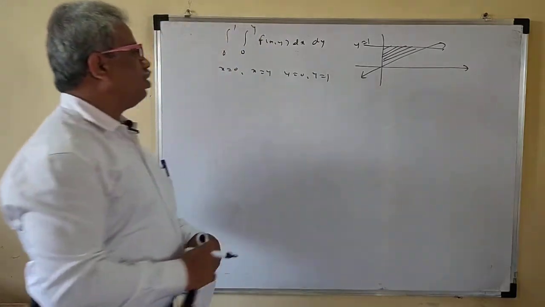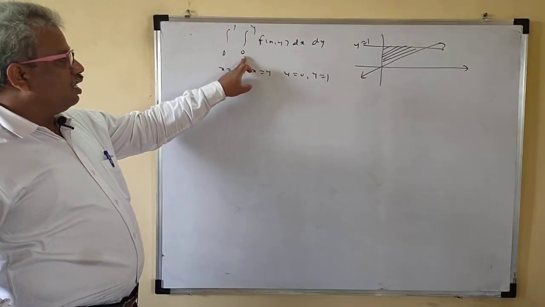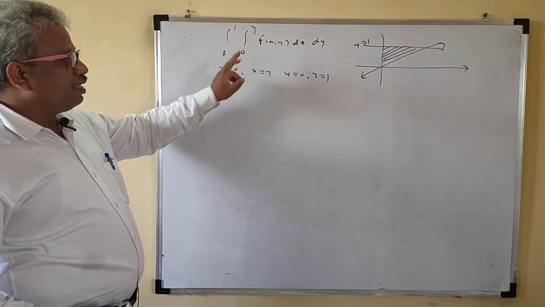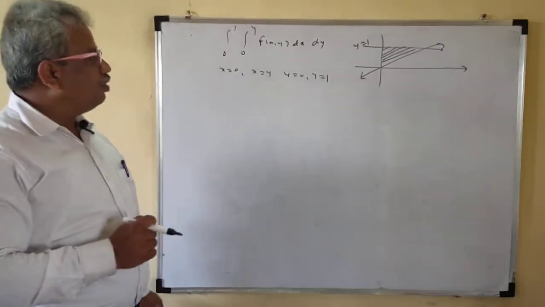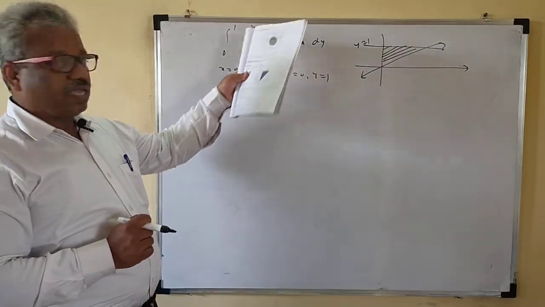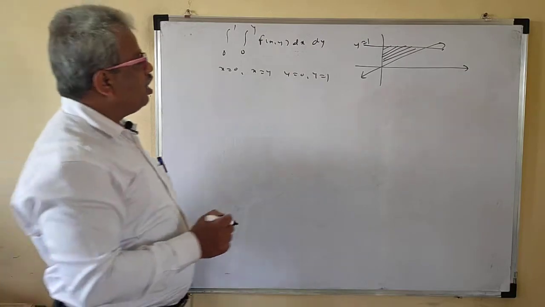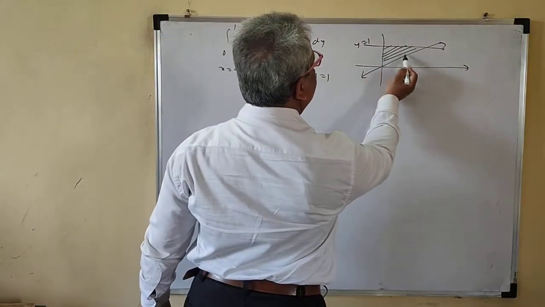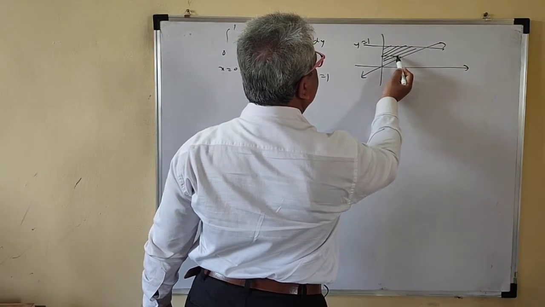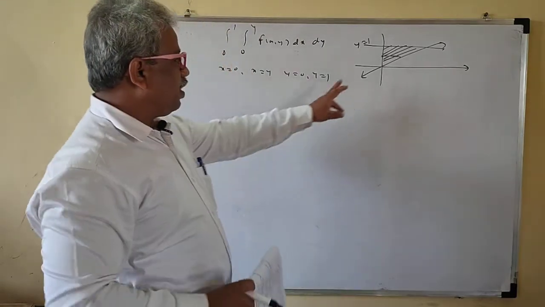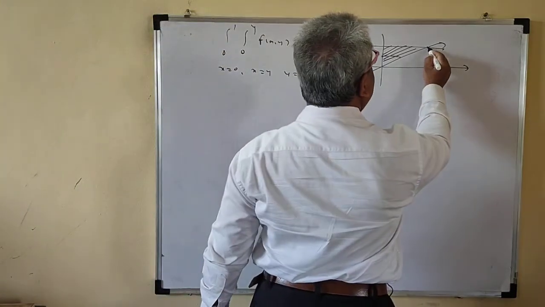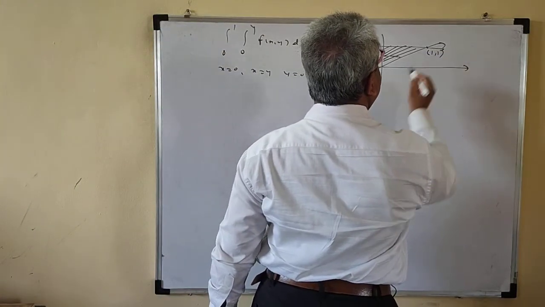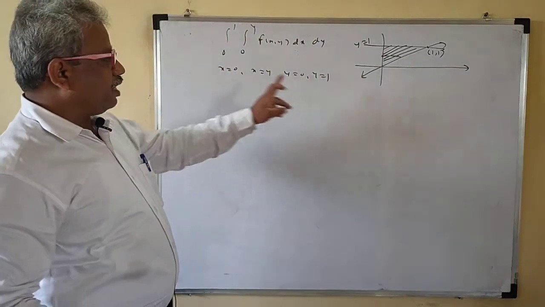These are the limits of x, which means the strip is parallel to the x axis. If it is parallel to the x axis, the limits of x: this point is (1, 1), so your limits of x are 0 to 1.